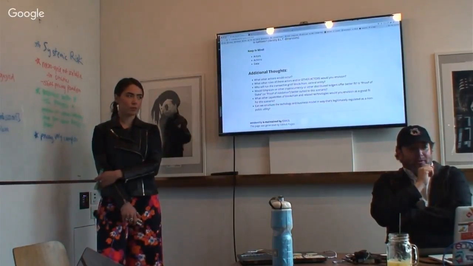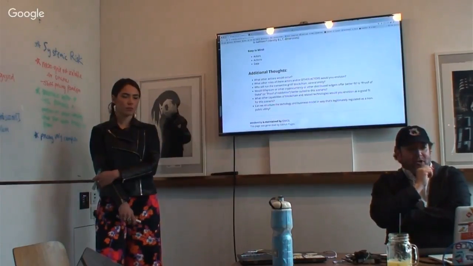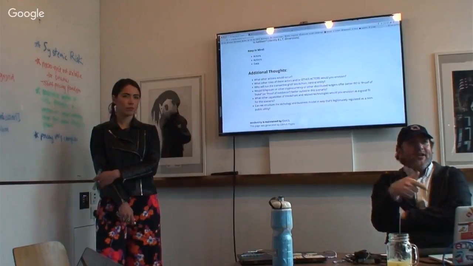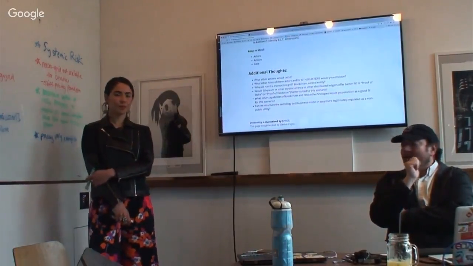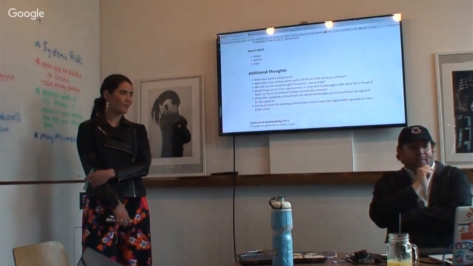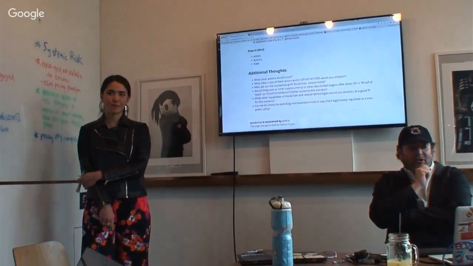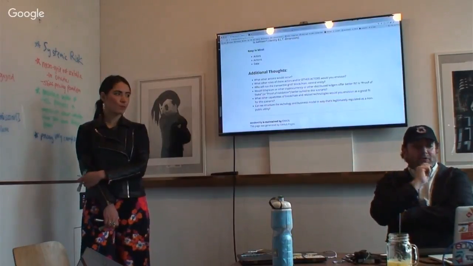Would Ethereum or other cryptocurrencies or distributed ledgers offer a better fit, like proof of stake to proof of validation of transactions, which is something that people have been talking about here, I think? What other capabilities of blockchain and related technologies could you envision that could be useful?